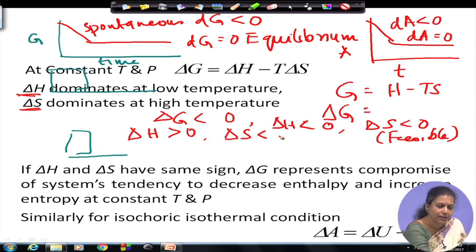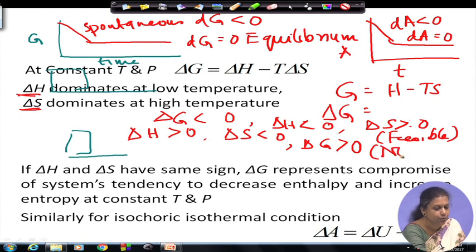Again, suppose we find that for any particular equation, delta H is greater than 0 and delta S is, say, less than 0. Sorry, here I have made a mistake, it should have been delta S greater than 0. So, for this particular situation, we definitely know that delta G will be greater than 0. As a result, this process is not feasible, but it will be feasible in the reverse direction, right.